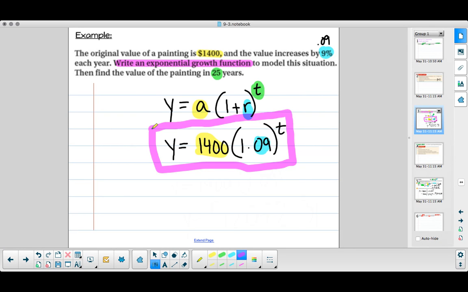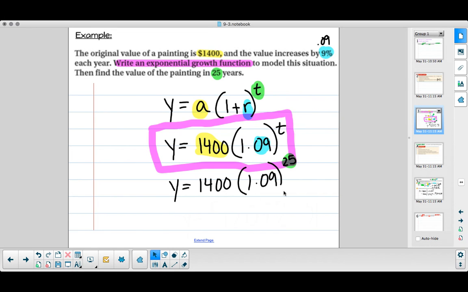The second part of the problem is to find the value when t is equal to 25 years. So then you would rewrite the function with 25 filled in for time. And then again, you're allowed to use a calculator. If you have a scientific or graphing calculator, you can input it exactly like this and it follows the order of operations. If you do not have a scientific or graphing calculator, you have to do 1.09 to the 25th power and then go ahead and multiply by 1,400.